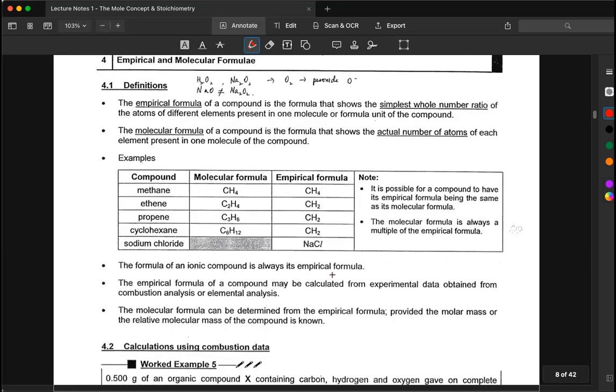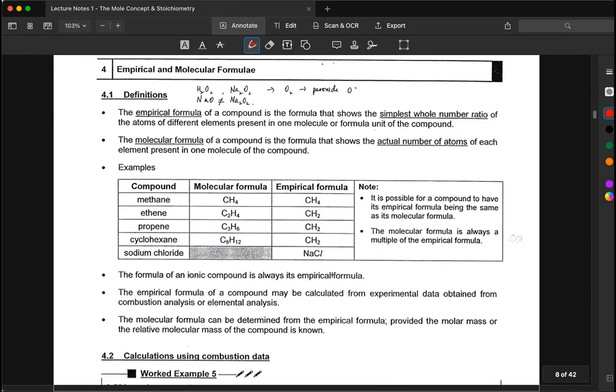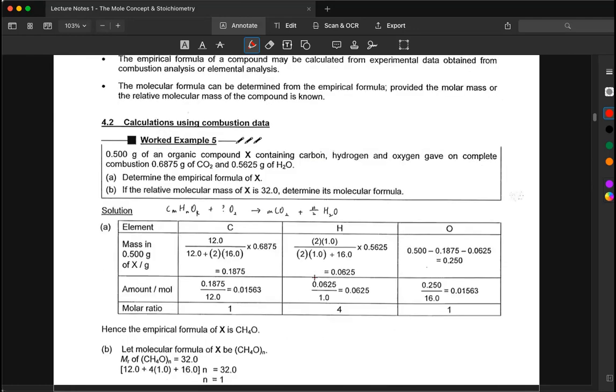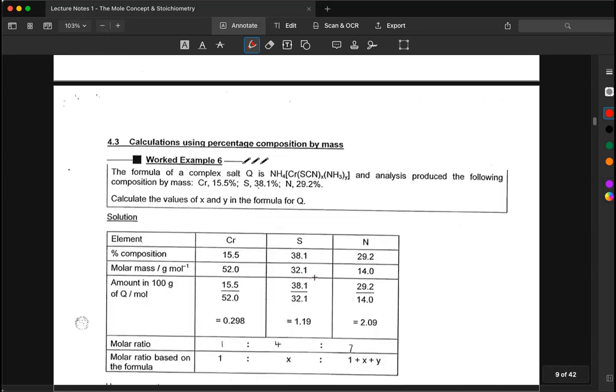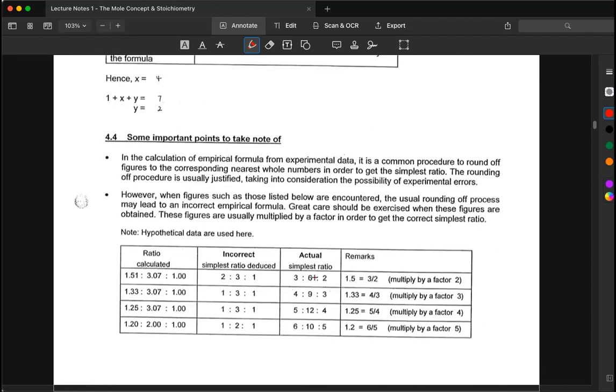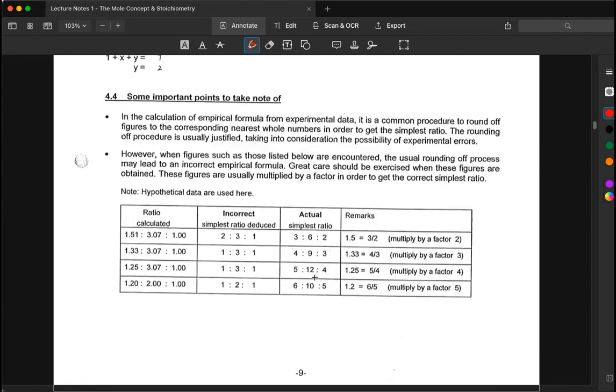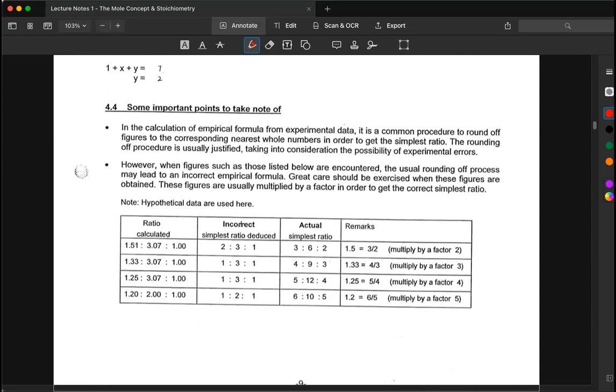Okay. Then empirical and molecular formula is also covered at O level. So no, you can just read yourself. Percentage composition by mass was covered also. But this is the part that I will revisit, which you have learned before. Like in the calculation of empirical formula from experimental data, it is a common procedure to round off figures to the nearest whole number in order to get the simplest ratio. The rounding off procedure is usually justified, taking into consideration the possibility of experimental error.